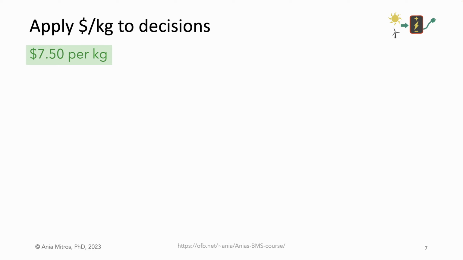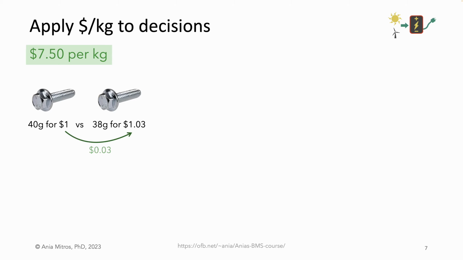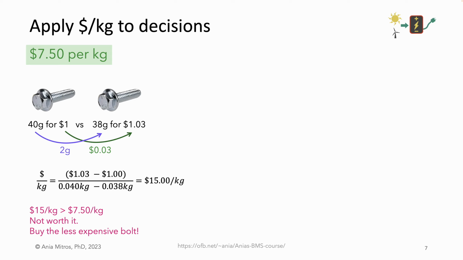Let's apply our $7.50 per kilogram to some totally made-up decisions. Pretend you are the bolt engineer. You've found 2 bolts that meet all the other requirements and differ only in price and weight. You can pay an extra 3 cents to reduce the weight by 2 grams. Should you do it? We can do some math. We can calculate that 3 cents divided by 2 grams is $15 per kilogram. This weight optimization is more expensive than our system target. So, buy the heavier, less expensive bolt.